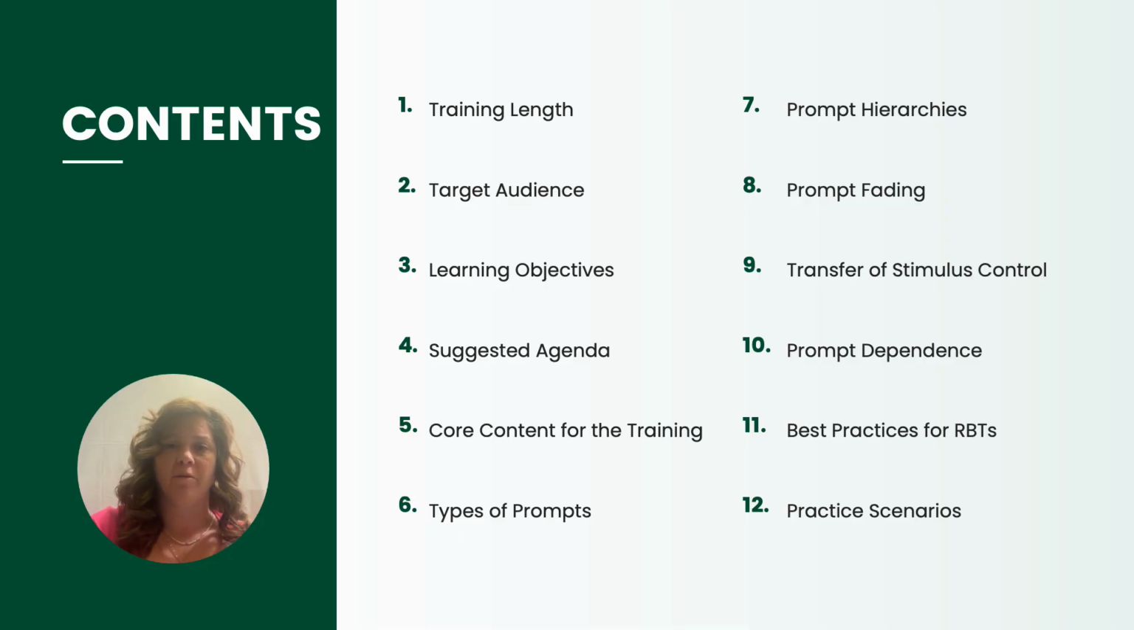After that, we'll review prompt fading, which is the process of gradually removing prompts to promote independence, followed by the transfer of stimulus control, where the learner begins responding correctly to the natural instruction or cue rather than relying on the prompt. We'll also address prompt dependency, including what it is, how it develops, and how RBTs can help prevent it during teaching sessions.